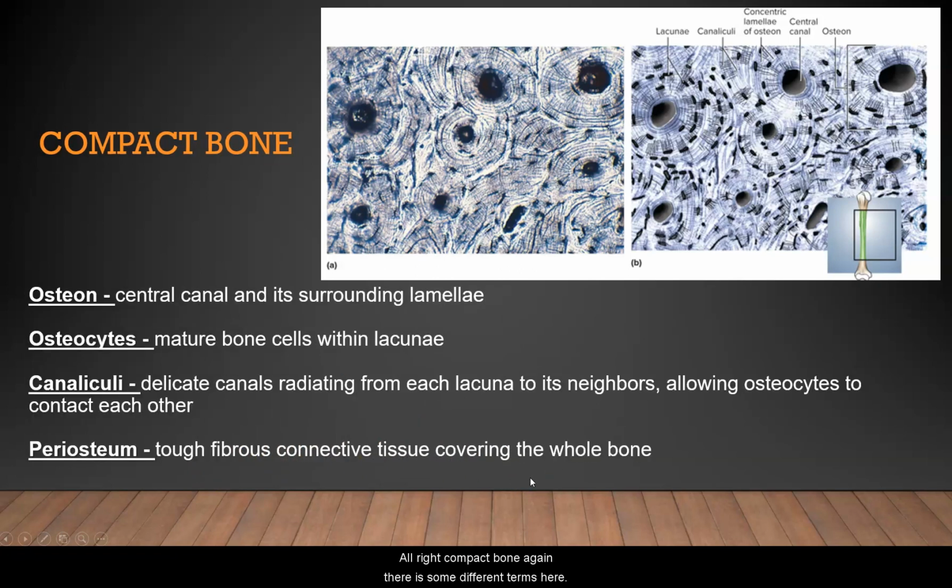All right. Compact bone, again, there are some different terms here. The osteon is the central canal and its surrounding lamellae. The osteocytes are mature bone cells within the lacunae. Okay, the canaliculi are delicate canals radiating from each lacuna. So right here. And those follow to the neighbors and allow the osteocytes to contact each other. And the periosteum is tough fibrous connective tissue that's covering the entire bone.